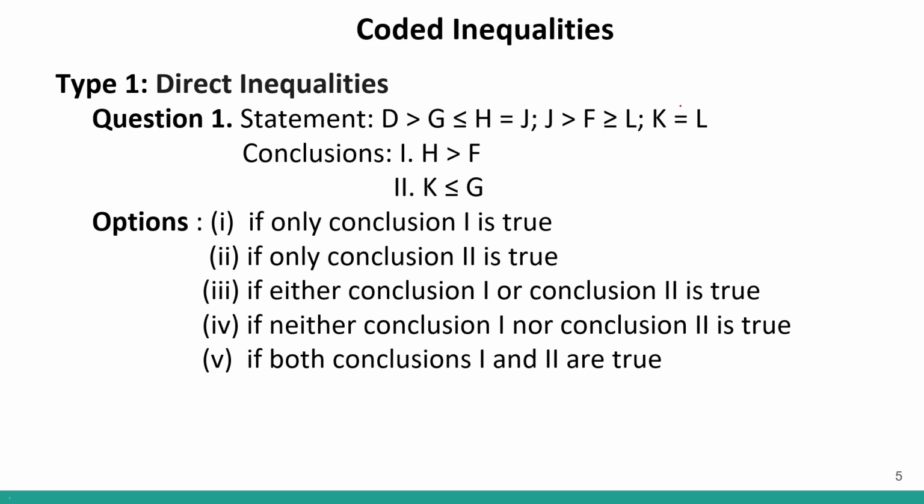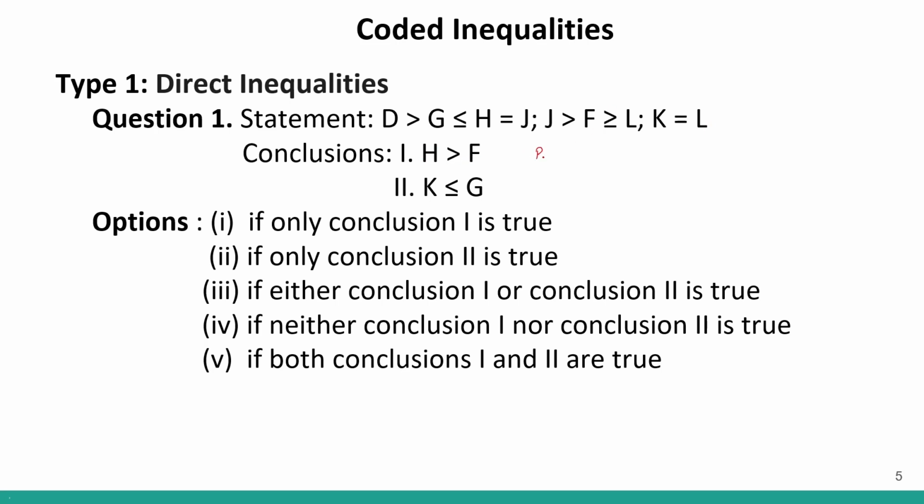So this statement is given to us, which shows the relationship between D, G, H, J, F, L, K, these elements, right? And certain conclusions are given to us. These are the two conclusions. We have to identify which of the following conclusions are true based on this statement. Now, the first conclusion is H is greater than F.